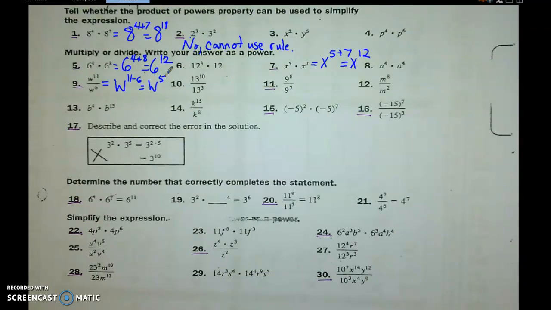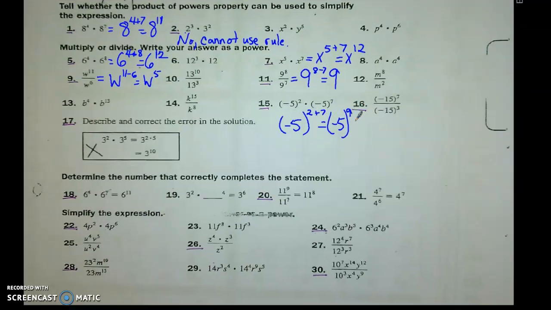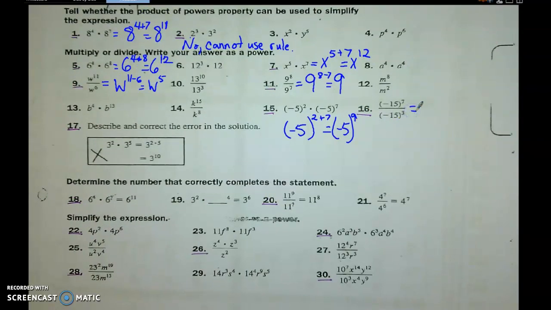Looking at number 11. Okay? 9 to the 8th divided by 9 to the 7th. So it's going to give us 9 to the 8 minus 7. That is 9 to the 1st power, or just 9. Number 15. Okay, we have our base is negative 5. We're multiplying, so we're going to add our exponents. And that's going to give us negative 5 to the 9th power. Number 16. We are dividing exponents with the same base. So our base is negative 15, and we have 7 minus 3. That's going to give us negative 15 to the 4th power.